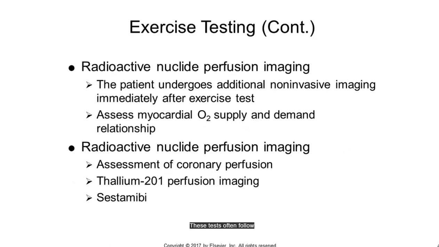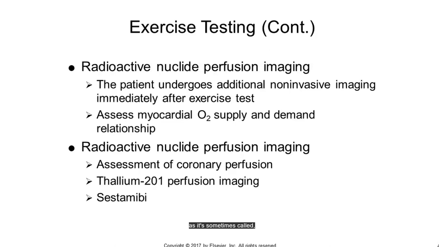These tests often follow either a standard or pharmacological stress test to further assess myocardial oxygen supply and demand and assess coronary perfusion. Either thallium-201 or sestamibi is injected IV and then scanned, and areas without thallium or sestamibi are considered cold spots without perfusion. With thallium, if the area remains cold 4 hours later, it is considered irreversibly damaged. If it improves, the area is considered ischemic and may improve with revascularization interventions.